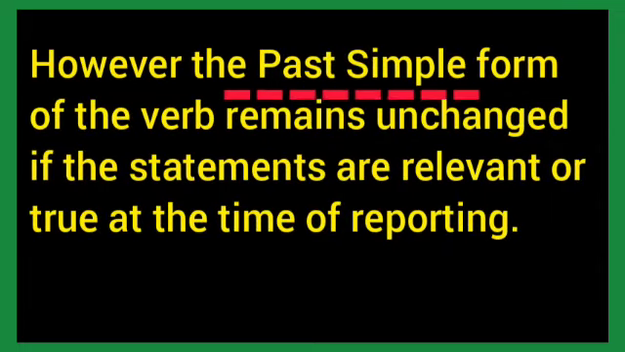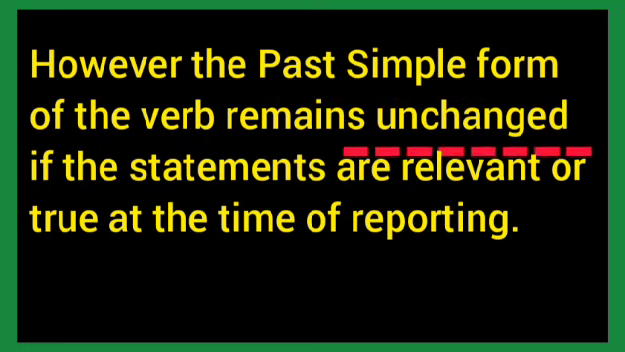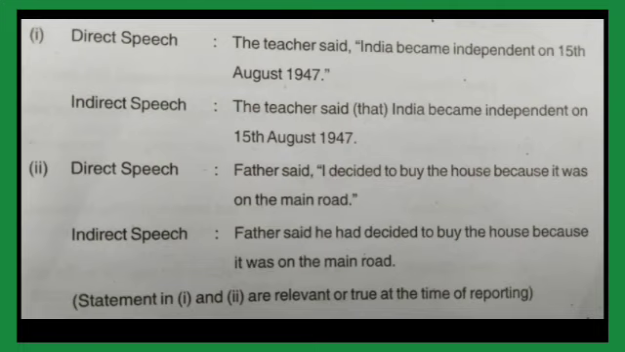However, the past simple form of the verb remains unchanged if the statements are relevant or true at the time of reporting. Now, mark the example in box 3. Here, in the sentence, India became independent on 15th August 1947, the verb became remains unchanged. And in the other example, was remains unchanged, following the same principle.